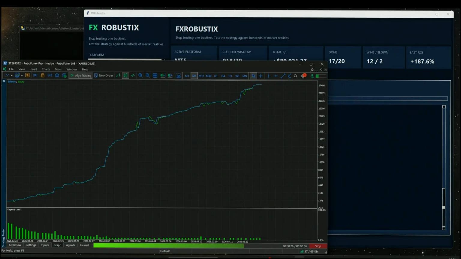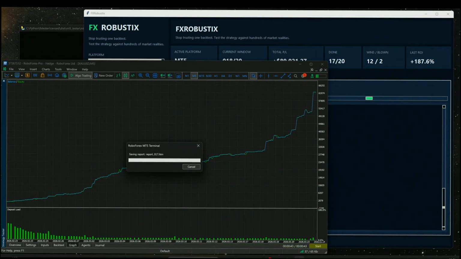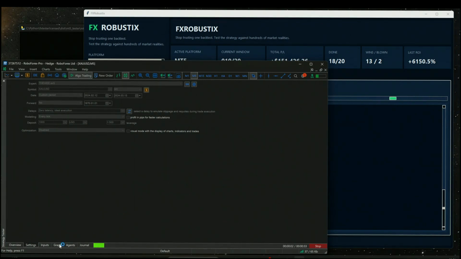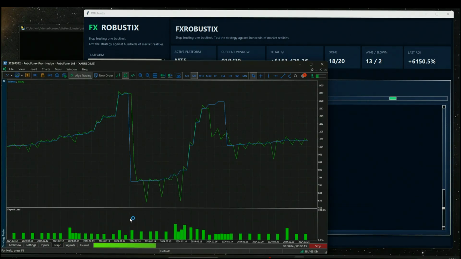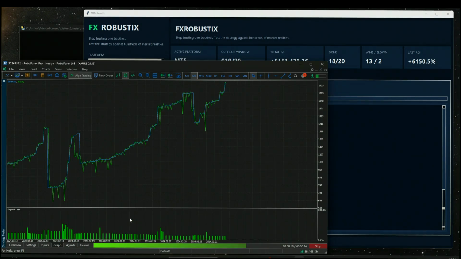And look at the result. Out of 20 tests, this robot hit the target 15 times. It finished profitable in 16 out of 20 windows. Only 2 accounts were blown. And the total combined profit across all windows was over $193,000 profit. The average ROI was almost plus 968%. The best single window reached plus 6,150% ROI. That means one test window alone turned around $1,000 into over $61,000.